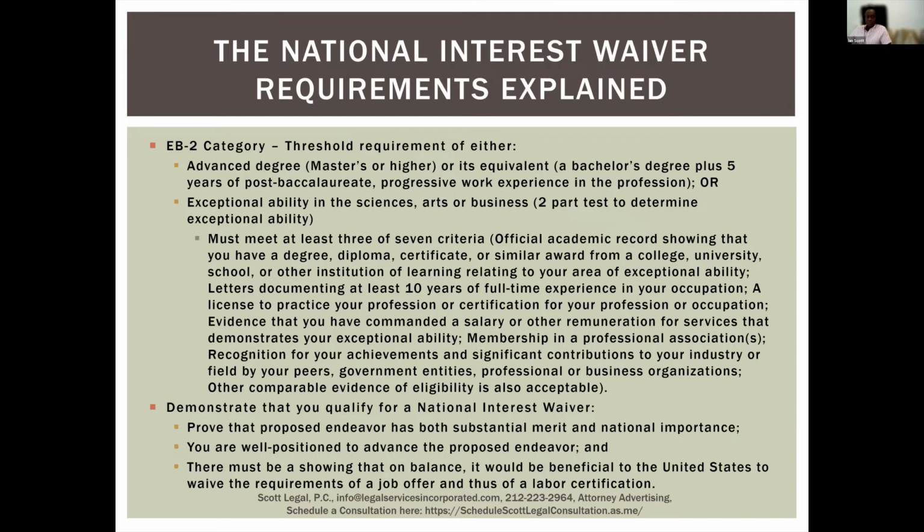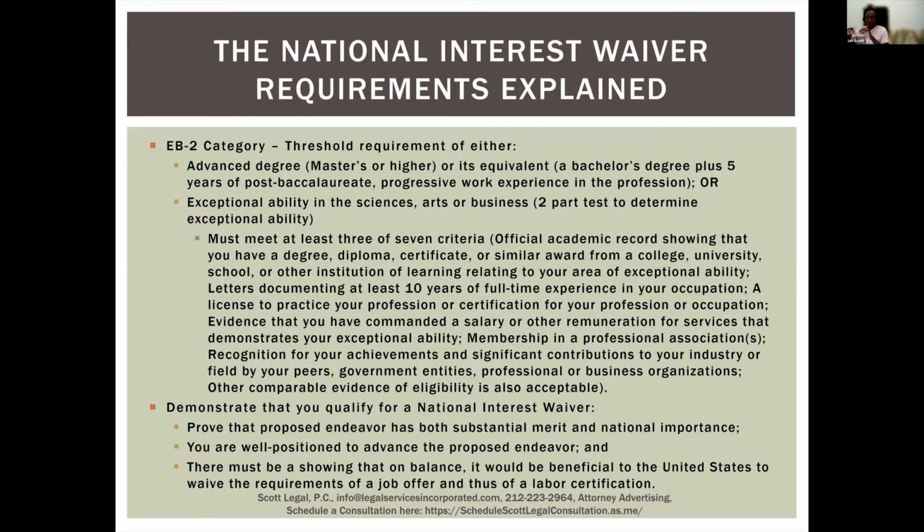The first thing to keep in mind, though, is that before we even get to the National Interest Waiver criteria, you have to meet what I'm going to describe as the threshold requirements. Those are that you have to have either an advanced degree, which is a master's or higher, or its equivalent. The equivalent is defined as a bachelor's degree plus 5 years of progressive work experience in the profession and post-bachelor experience. So if you got the bachelor's degree and had experience before that, that's not going to count, but post-bachelor's degree experience will. And these are either-or. So it's either a master's degree or higher, or a bachelor's degree plus 5.